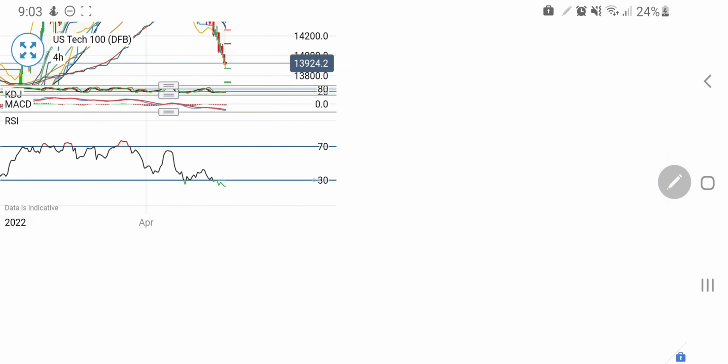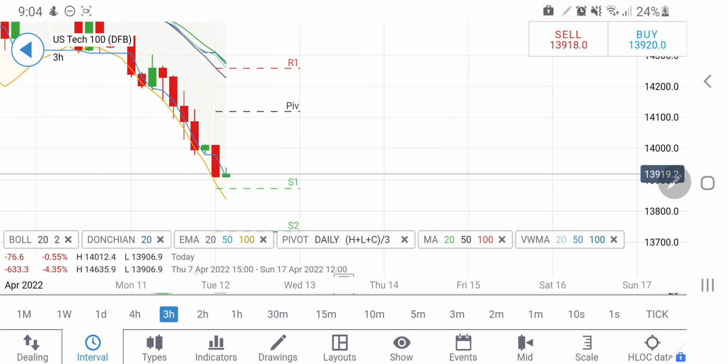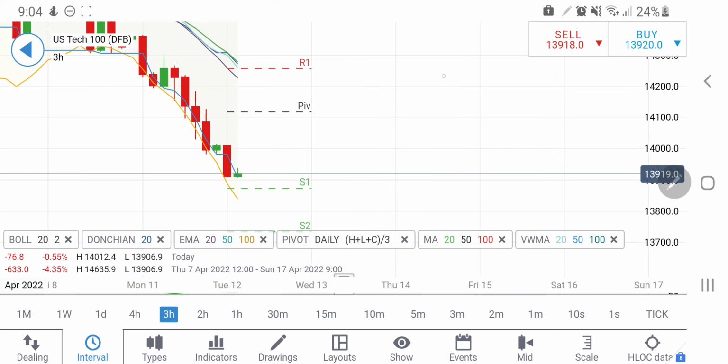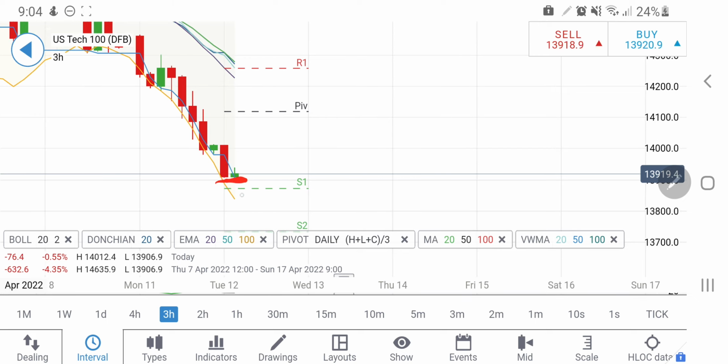Now look at the 3-hour charts. On the 3-hour chart you can find 13,900 should be a good support. Till the time it trades above 13,900 and 14,020, I will not recommend you to take a position. The only reversal confirmation is beyond 14,020, 14,030. Beyond that, you can expect 14,120 levels, and below 13,880, you can expect it may try to drop sharply.